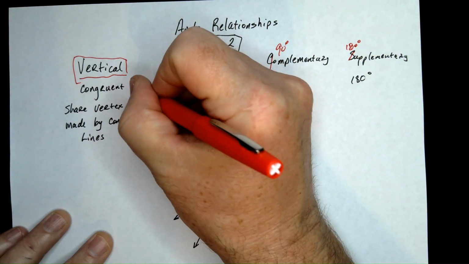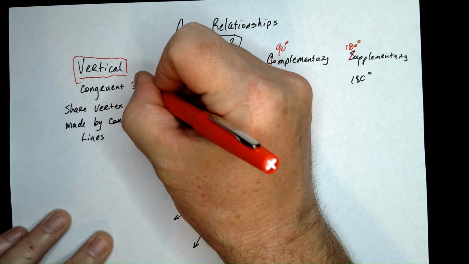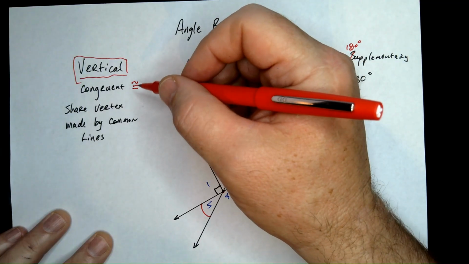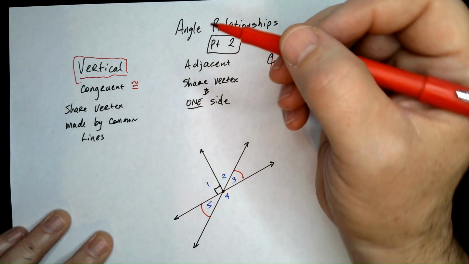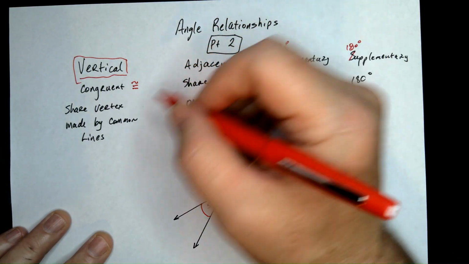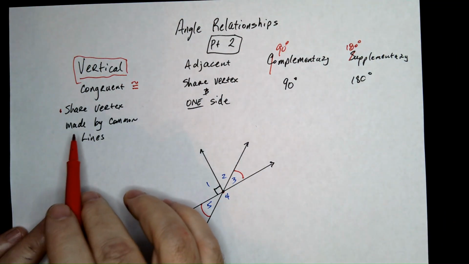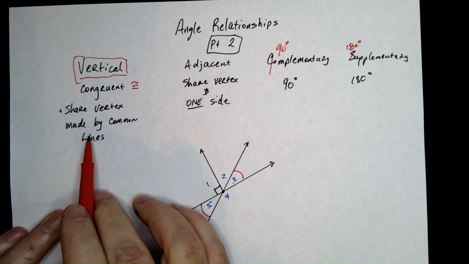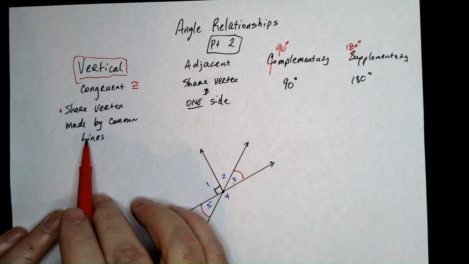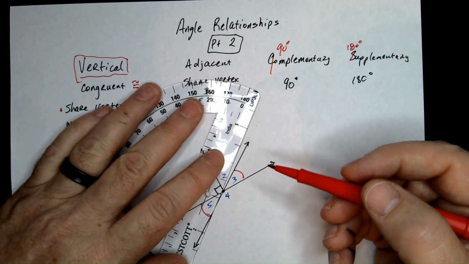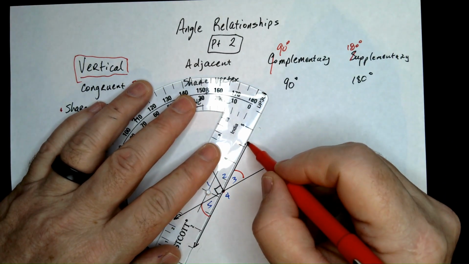First things first, if they're vertical, they're going to be congruent, which means that their measurements are equal to each other. They are the same exact size. Now, what makes two angles vertical is the fact that they're going to share a vertex, like this right here, and they're made by common lines. So they're going to be on opposite sides of each other. So like, for example, you see this one right here? I got angle 5 and angle 3. I got them marked out.